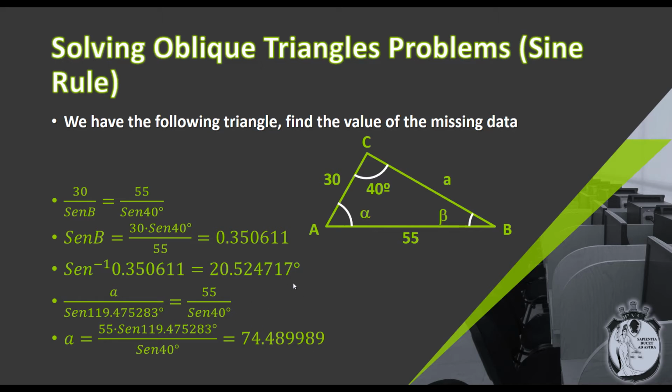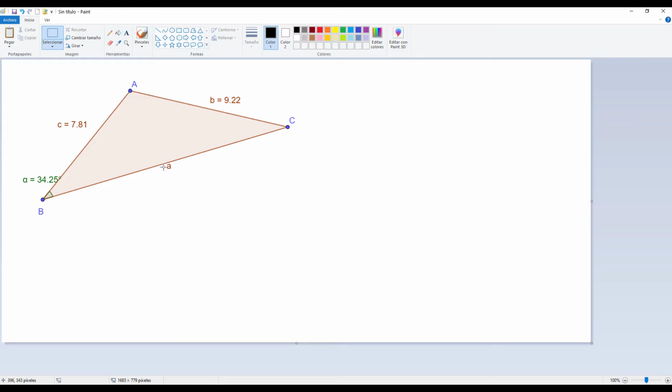Okay, I will use the GeoGebra application to create another triangle, and I will explain how you can solve it. Okay, we have that triangle, and you need to check first what data you have. If you check here, you have one angle and the opposite side of that angle and another side. So you need to use here the sine rule.